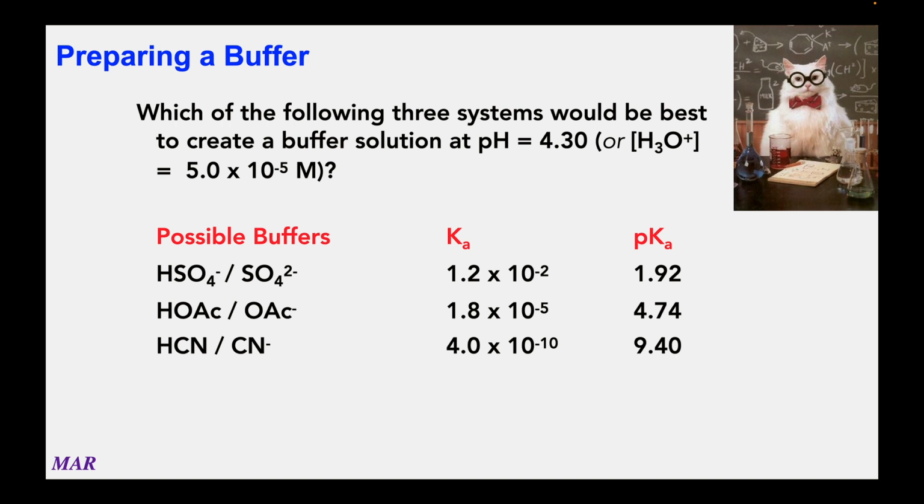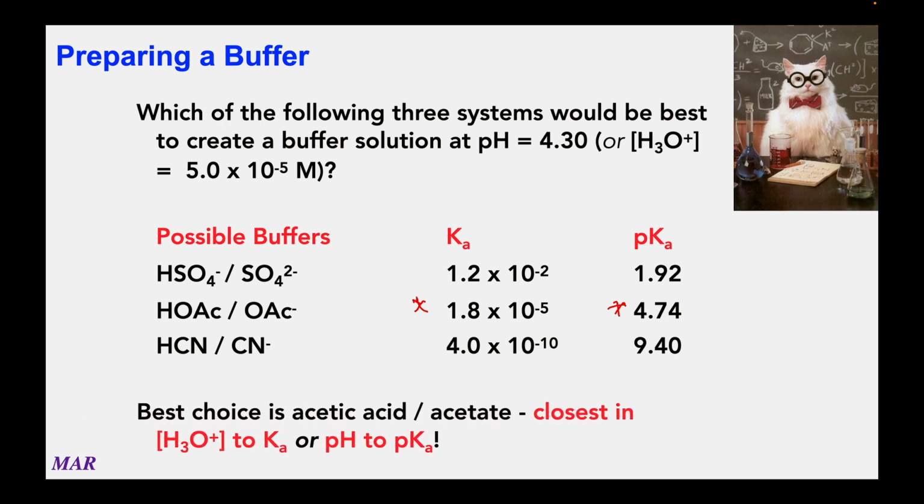So hopefully you can realize here that if we want a pH of 4.30, we want a pKa as close to that as possible. And in this list, definitely the acetic acid acetate combination is closest to 4.3. 4.74 versus 4.3, that's closer. The first one, the hydrogen sulfate sulfate, would probably be more acidic, and the last one, HCN, CN-, would probably be more basic. Now, if you had Ka values, we want 5.0 times 10 to the minus 5 to be as close to our Ka as possible, and that's obviously closest to, again, the acetic acid. The first one would be too big, and the last one, HCN, CN-, would be too small.